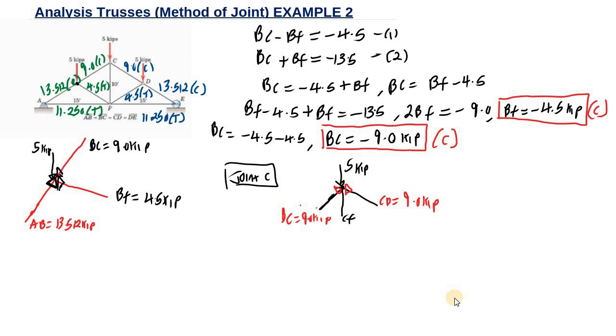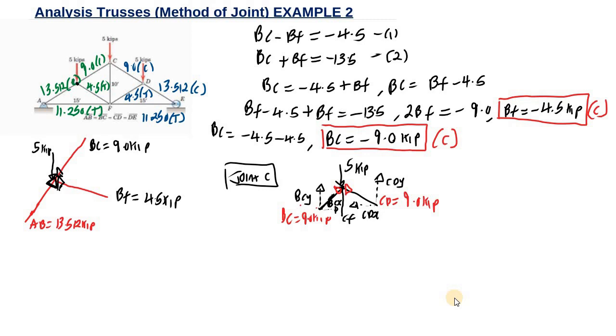Like I said, whenever we have an inclined member, we need to decompose it into its horizontal and vertical components. For BC, we are going to have something like this: this is BCX, and for the vertical component, this is BCY. For CD, it's going to look something like this: this is CDX, and the vertical component is CDY.